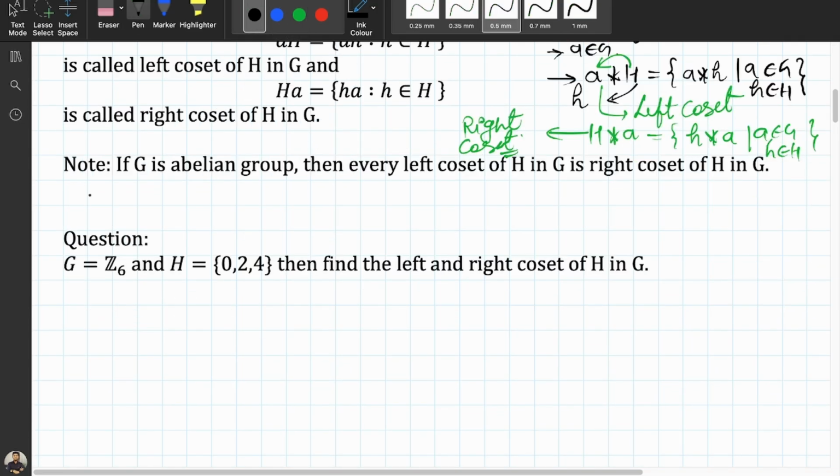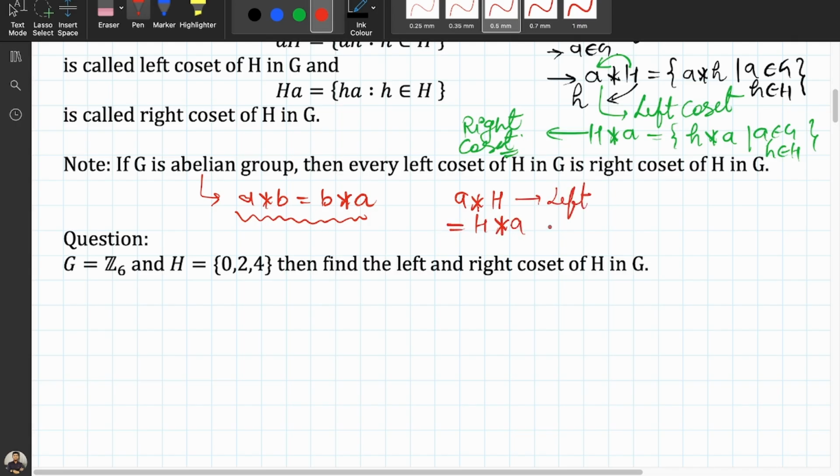Now we'll talk about some noteworthy points and results. If G is an abelian group, it means a * b equals b * a property holds. It means the left coset of a in G is the right coset. So simply, a * H, which is your left coset, is equal to the right coset H * a. This is for an abelian group, just because of the commutative property.